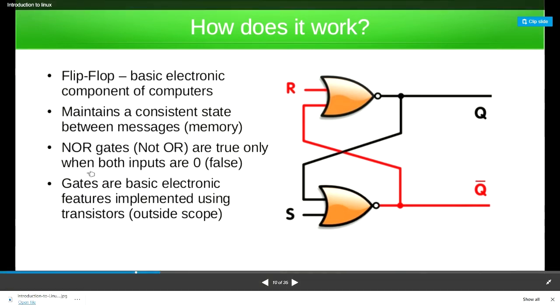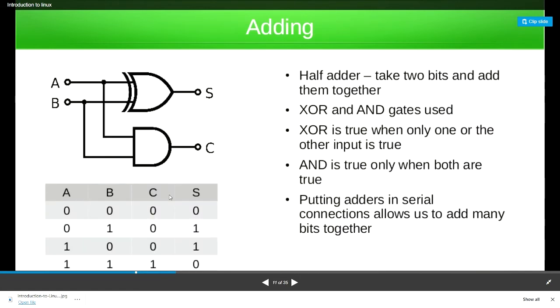may guhit sa taas. So NOR gates are true only when both inputs are 0, or we may call this one in programming as false, or also we call this one as off, right? Gates are basic electronic features implemented using transistors or outside scope.